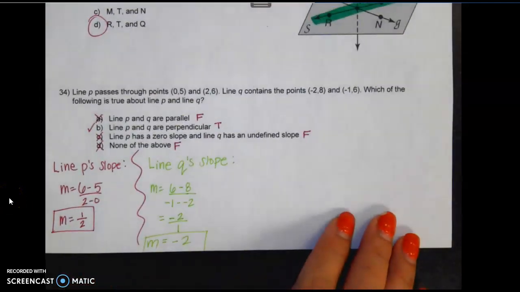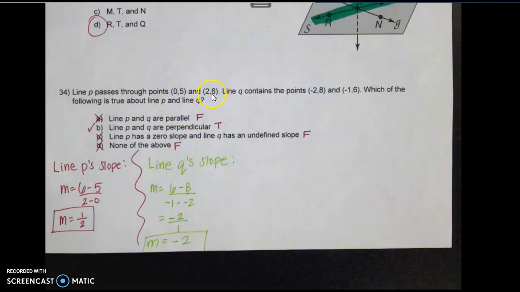And last but not least, line P passes through these 2 points. Line Q contains these 2 points. Which of the following is true about line P and Q? Well, I've got a line going through these 2 points. You can plot them on graph paper if you want to. But I notice in my answer choices it's talking about parallel, perpendicular, zero slope, so I know I need to find the slope. So I'm going to find the slope of line P.